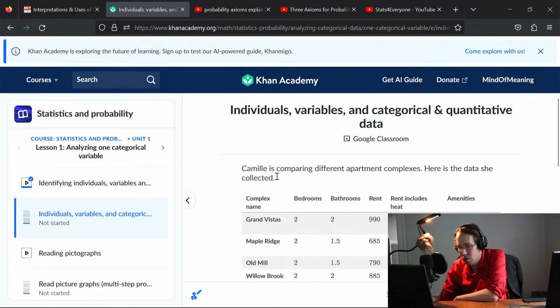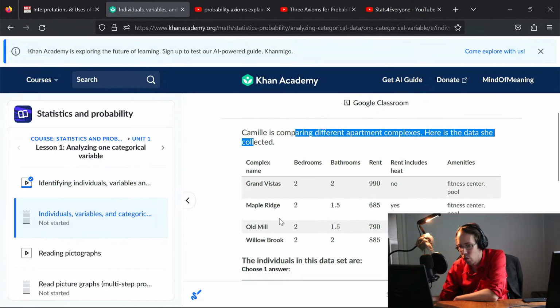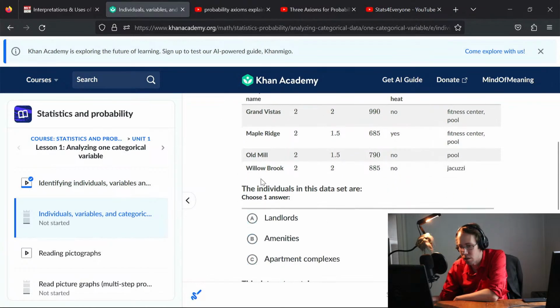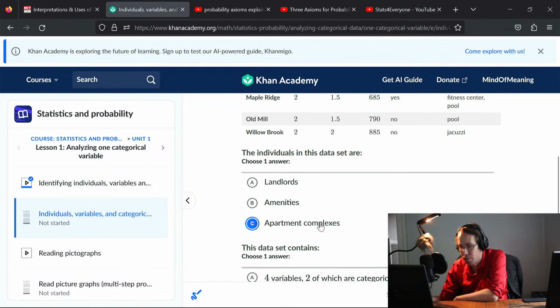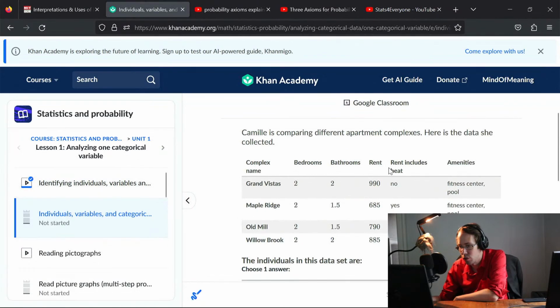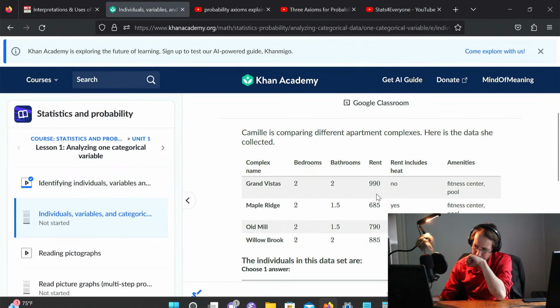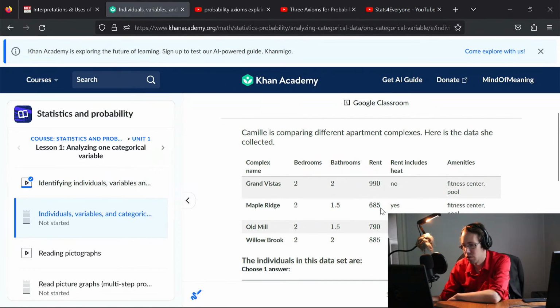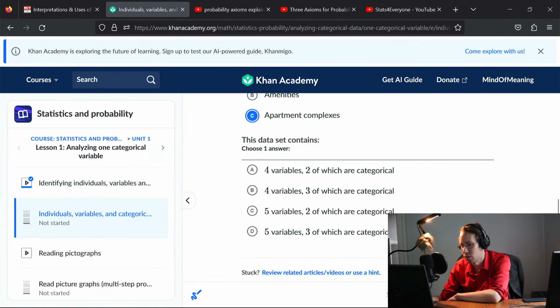Camille is comparing different apartment complexes. Here's the data she has collected. Complex 1, 2, 3, 4. The individuals in the data set are the apartment complexes. We have 1, 2, 3, 4, 5 variables. I feel like you could consider this quantitative if you were to code these as a 1 or a 0. But I think for the sake of this question, it's going to be 5 variables, 2 of which are qualitative or 3 of which are quantitative, categorical.